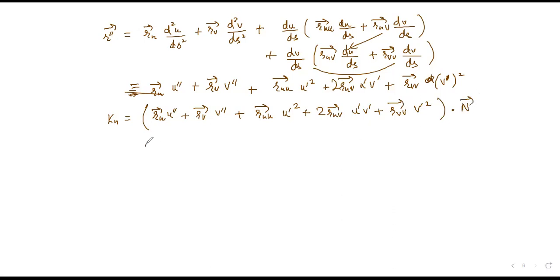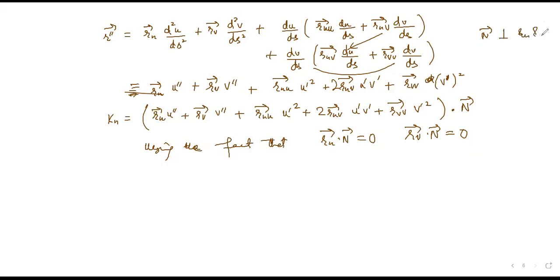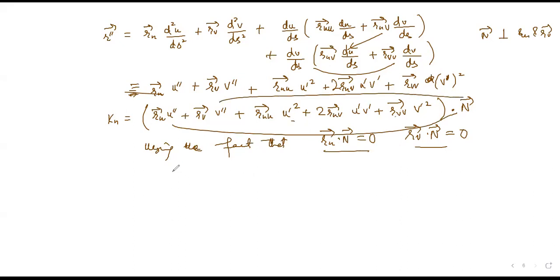Now using the fact that r_u dot n is 0, r_v dot n is 0. ये तुमने इससे पहले किया होगा जब तुमने, now it's obvious because n is perpendicular to both r sub u and r sub v, because it's the cross product of the two vectors. So ये दोनों vectors 0 होने चाहिए, यानी this dot product with this should be 0. इसका dot product भी 0 होगा.